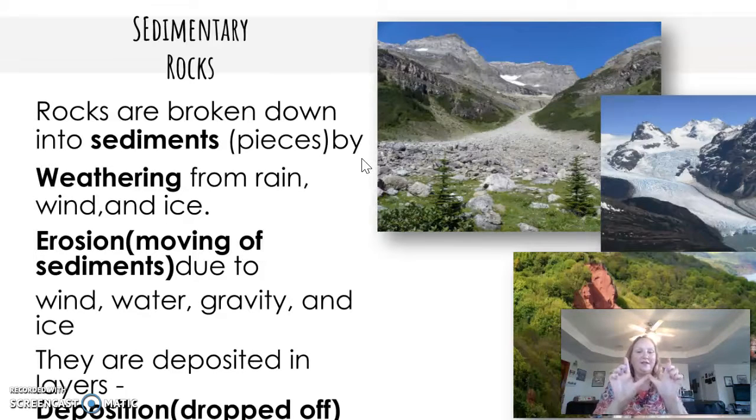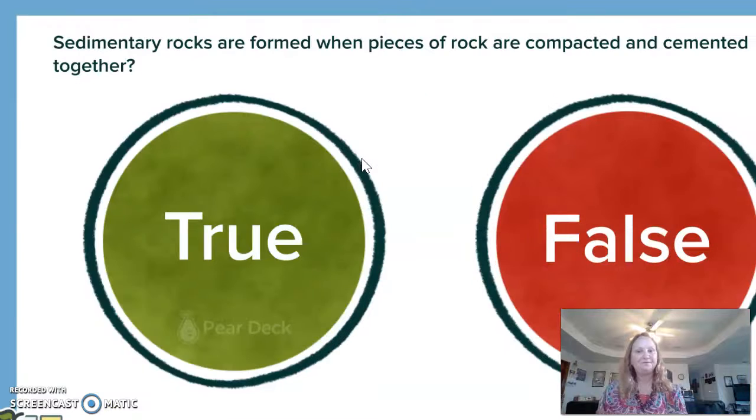So let's do this together. Weathering is the breaking down. Erosion is the moving of sediments. And deposition is the dropping off. That's how the sediments are formed, and then the sedimentary rock is formed when those deposited pieces of rock get compacted and cemented together. So go ahead and answer true or false.